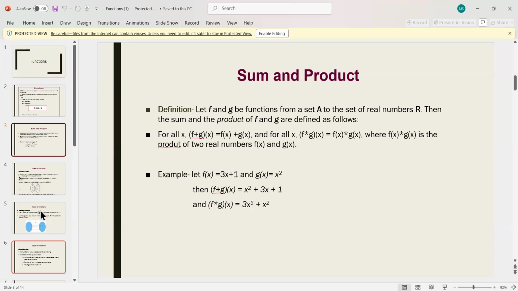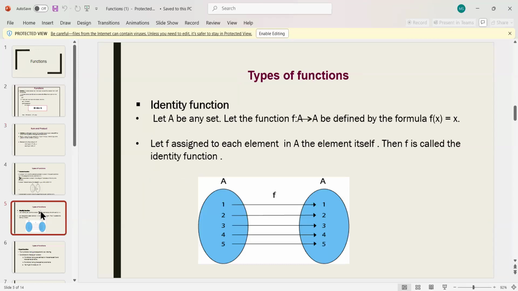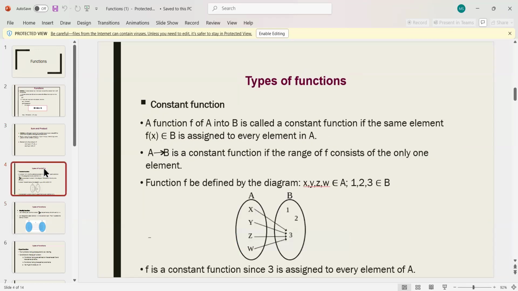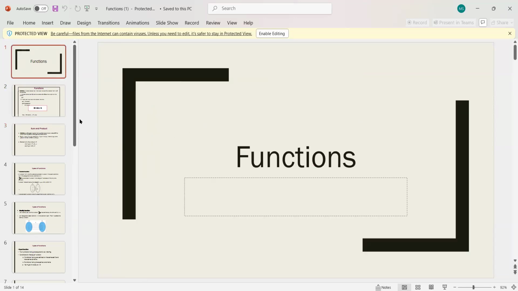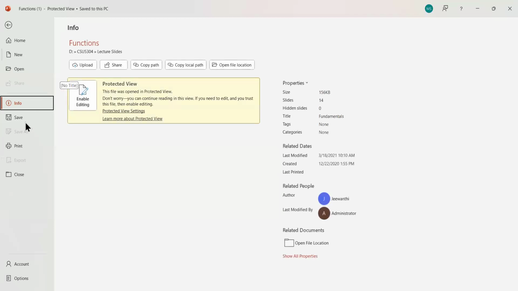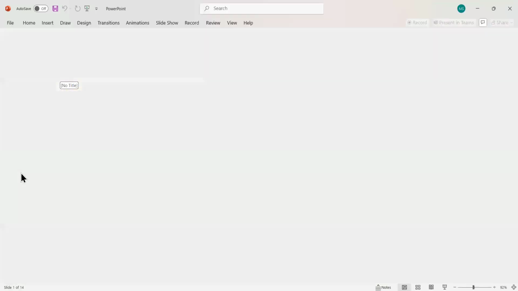Now here, what type of options. I have taken the wrong slide, I think.